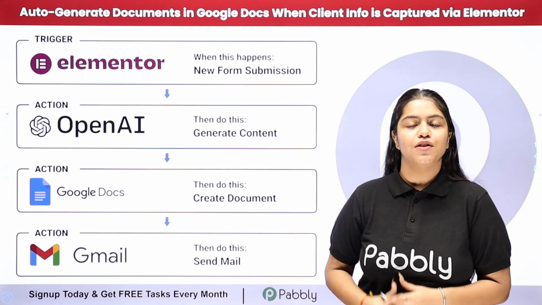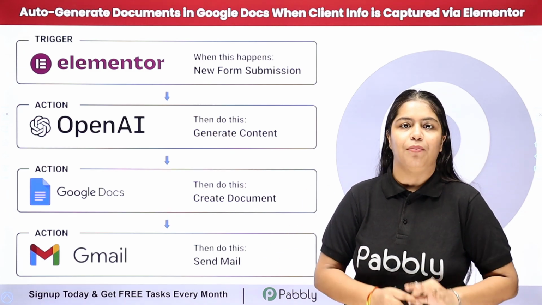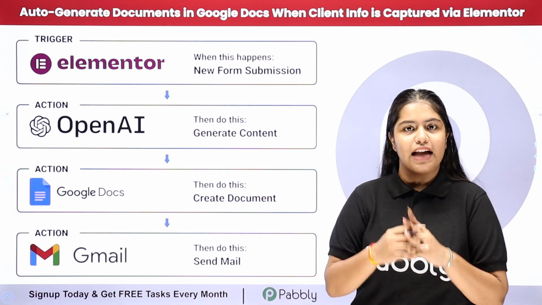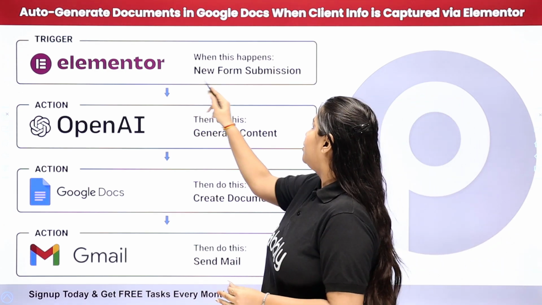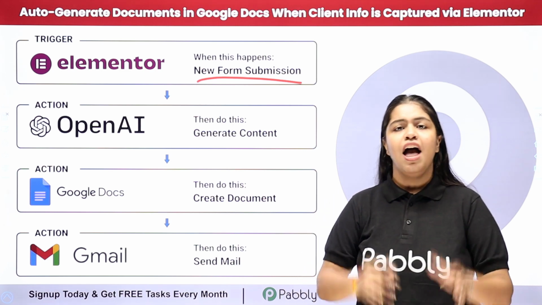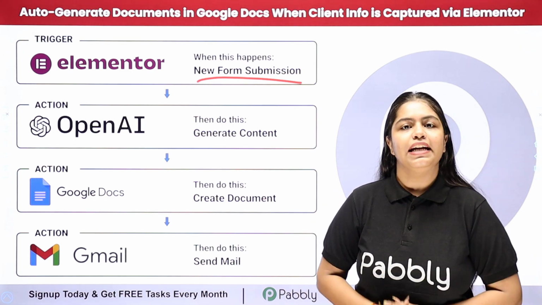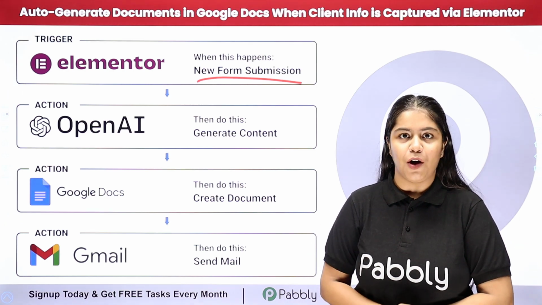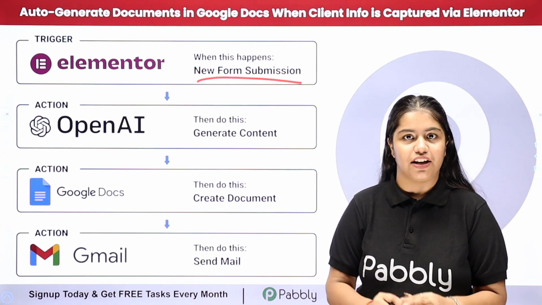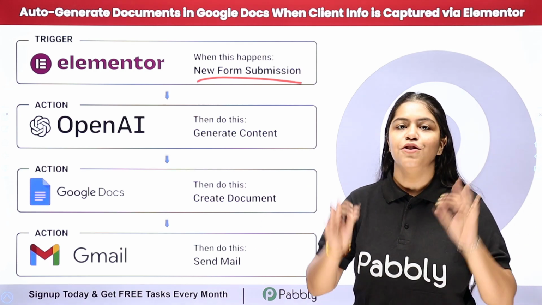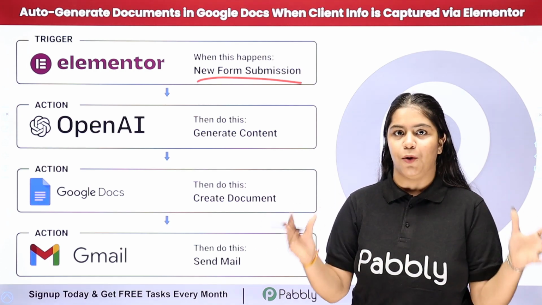So like you, I also use Elementor to collect the details from my leads. And now what I want is that as soon as we receive the new lead details or a new form submission is made in my Elementor, I'm just going to use OpenAI to generate me the content. What content? Like let's say someone filled out the Elementor form submitting their inquiry in the service they are interested in and the rest of the details. So we are just going to draft a proposal using OpenAI.